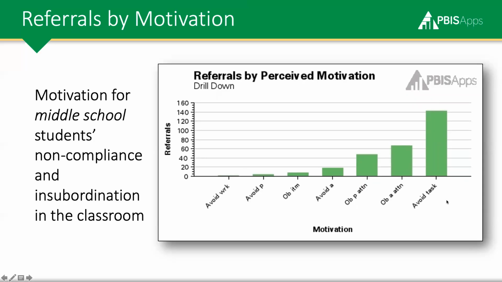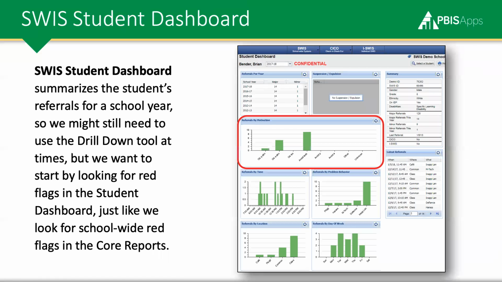Doesn't surprise me in the least. And this is, again, that perceived motivation for those middle school students that are non-compliant and insubordinate in the classroom. So our middle school students, task avoidance. And then you'll see next is obtaining peer attention, but generally trying to avoid the task at all costs. So you'll see a little bit of difference there between your elementary and your middle students.